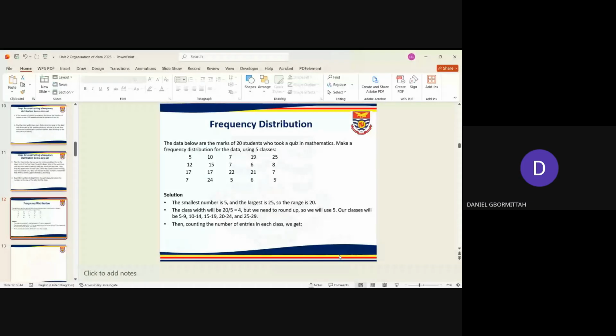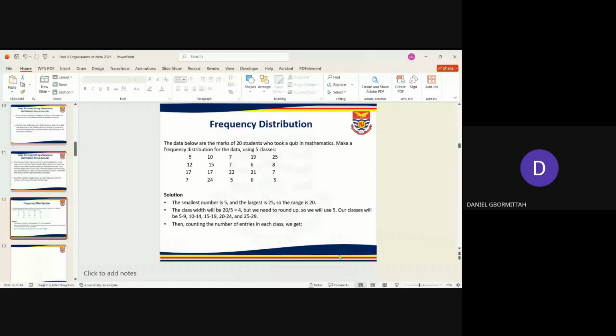Now, the formula says that to find the number of people that are supposed to be in each class, we should divide the range by the number of classes that we want to form. Here they say we should form 5 classes for this data. So the number of classes is given, but the class width we don't know. That would be 20 divided by 5, which will be 4.